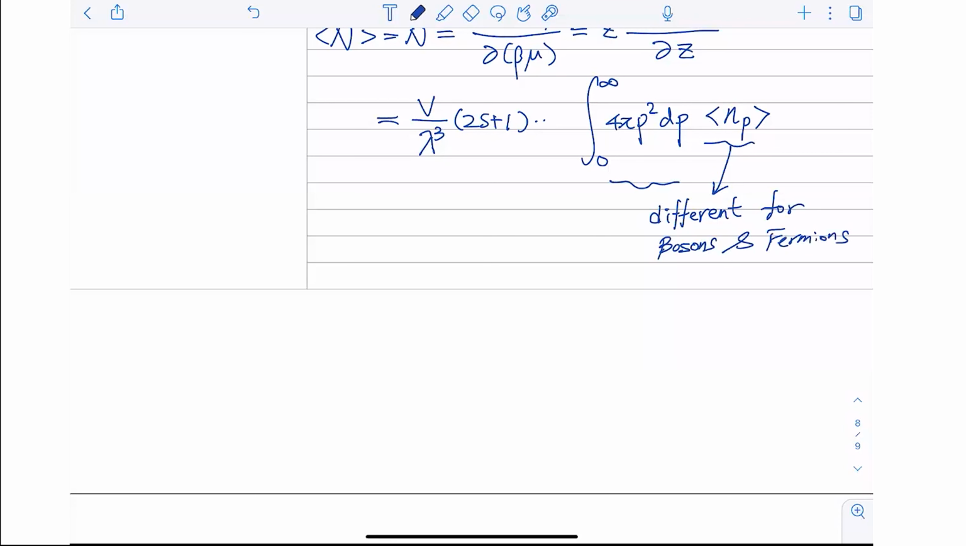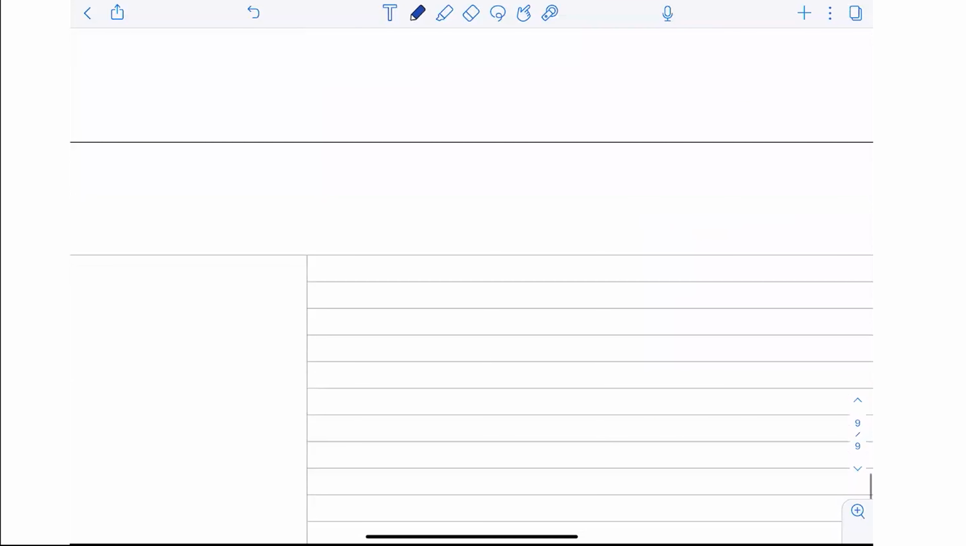And it turns out this occupation number n_p will look like this.